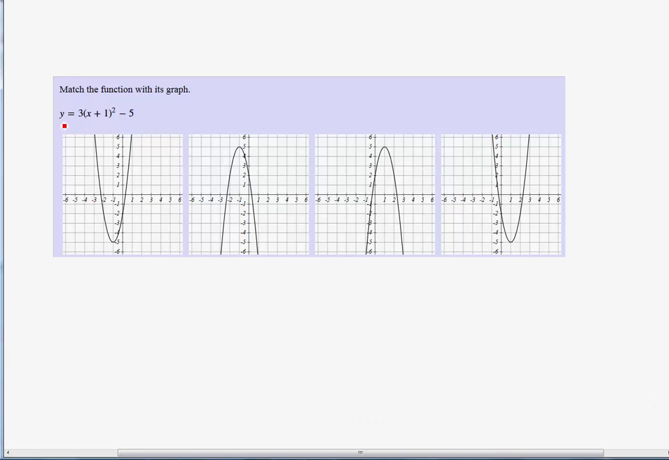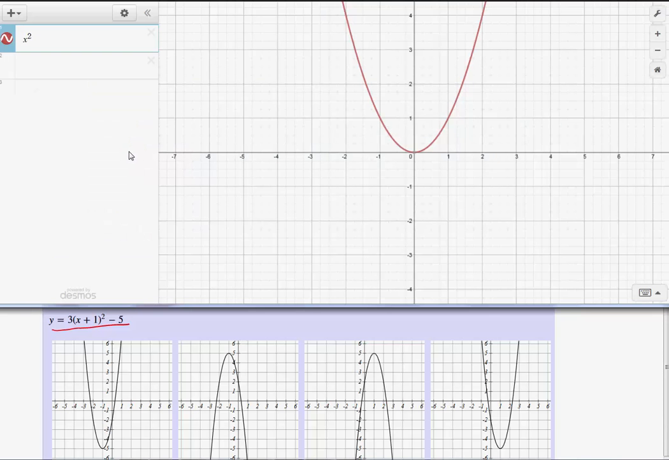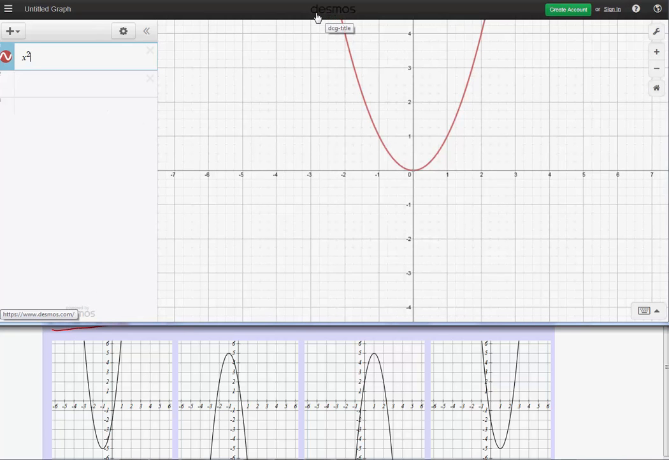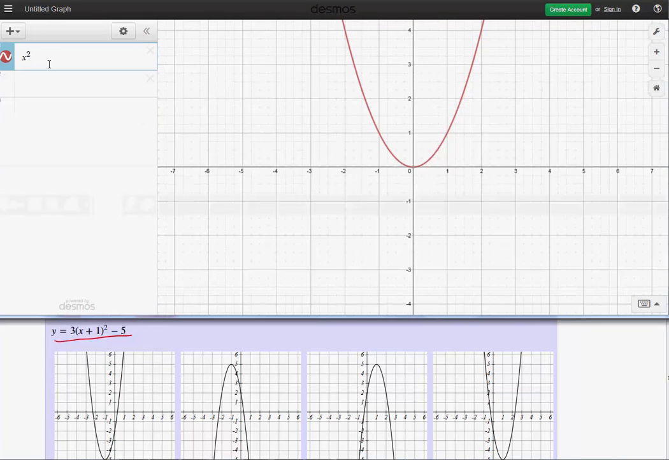In this problem, we're given the equation y equals 3 times the quantity x plus 1 squared, subtract 5, and we are to match the function with its graph. To explain the goal of this problem, I went to the internet to a website called Desmos.com. I'm currently graphing y equals x squared. I've done this because it's the parent function of the one given in our problem.